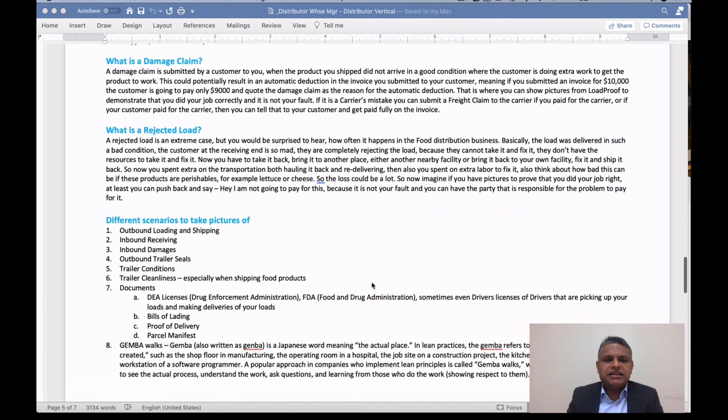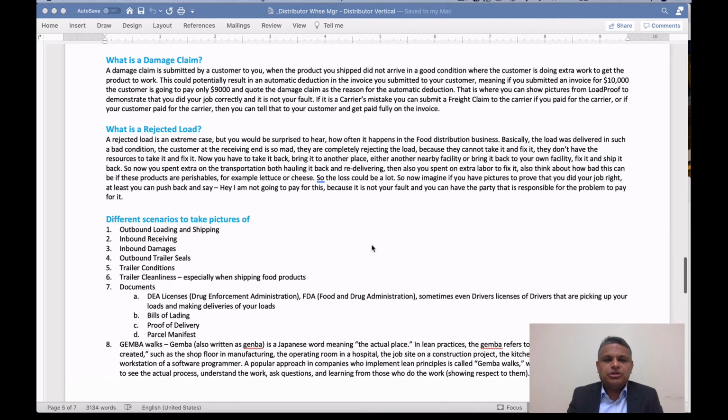Right? What is a damage claim? A damage claim is submitted by a customer to you when a product you ship did not arrive in good condition, where the customer is doing extra work to get the product to work. This could potentially result in an automatic deduction in the invoice you submitted to your customer. Meaning, if you submit an invoice for $10,000, the customer is going to pay only $9,000 and quote the damage claim as the reason for the automatic deduction.